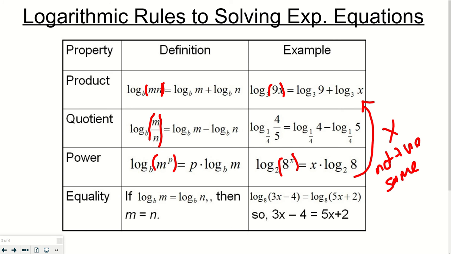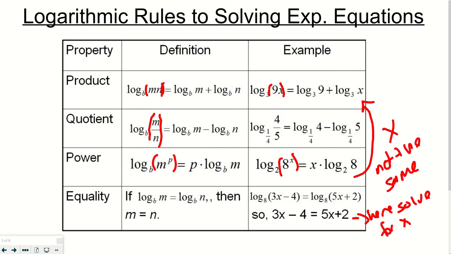Now, if you have a log with a base, and another log has the same base and a different value, then these two are the same thing. So you have a log base 8, and this other log has the same base. That means you can set the two values inside your parentheses equal to each other. So now you have 3x minus 4 equals 5x minus 2, and in here you can solve for x.